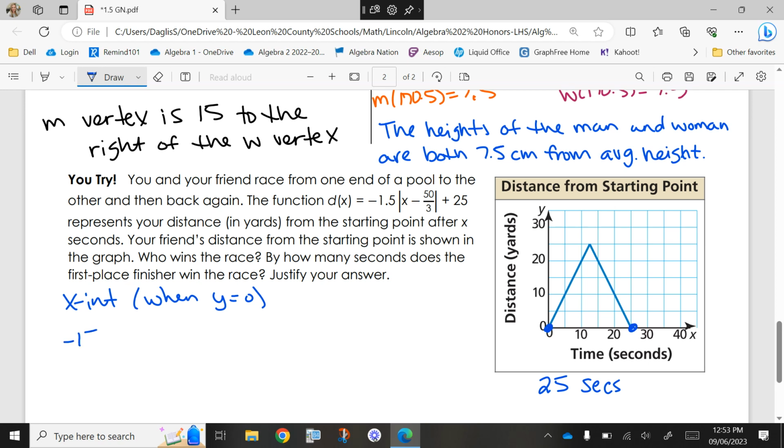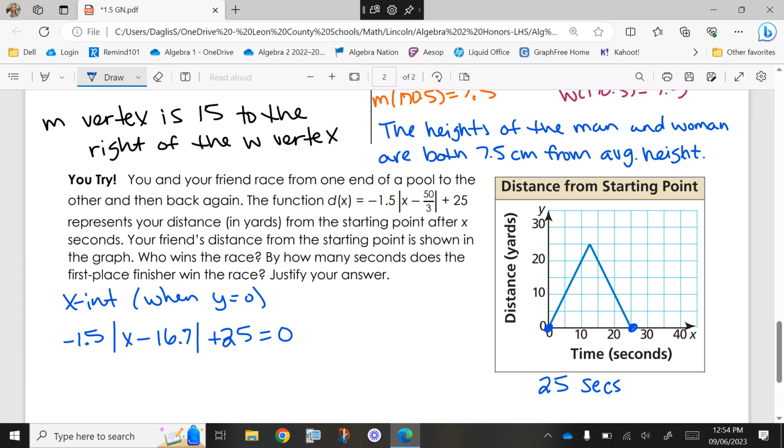So I'm going to do negative 1.5 times the absolute value of x minus, do you want to go ahead and change 50 over 3 to a decimal? Double check me, I have 16.6. Oh, 6 repeating. Do you want to do 16.7? Okay, sounds good. And then plus 25 equals 0.